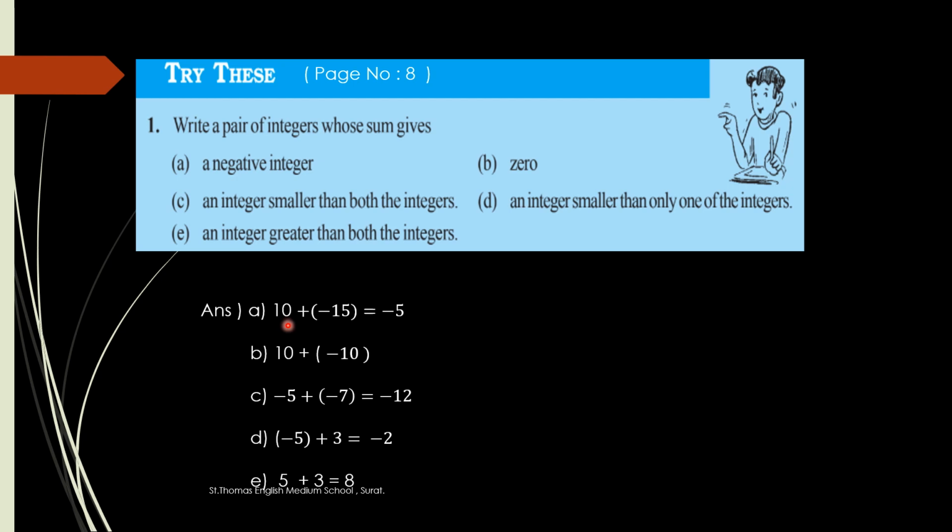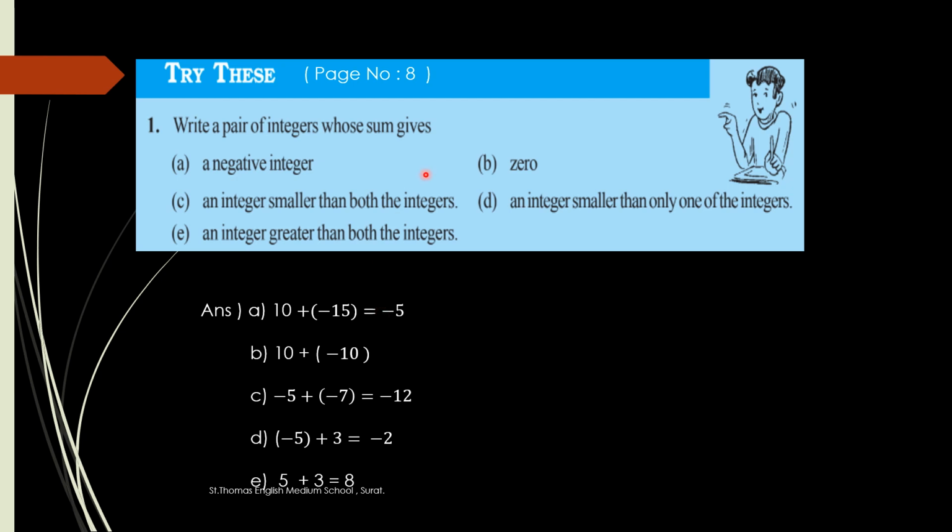So 10 is an integer and minus 15 is again an integer. When we add 10 plus minus 15, one positive number, one negative number, what is the answer? 10 plus minus 15 is minus 5, right? Is it an integer? Yes. It is an integer, but we want a negative integer. Is it a negative integer? Yes. Okay. It's not compulsory you have to take 10 and minus 15. You can take any two integers, but the condition is the answer should be a negative integer.